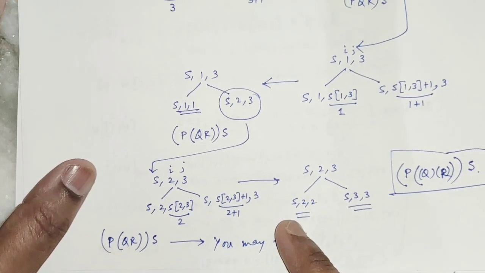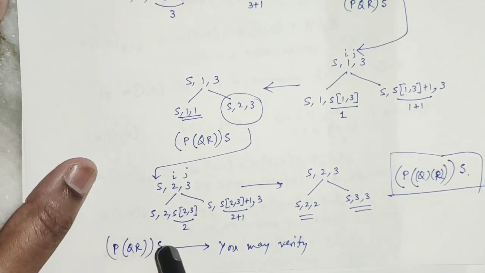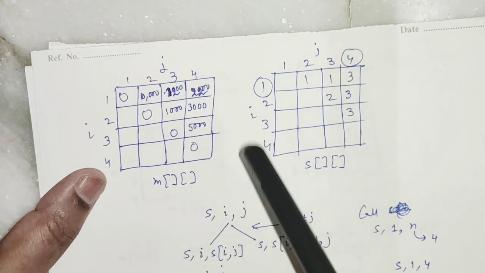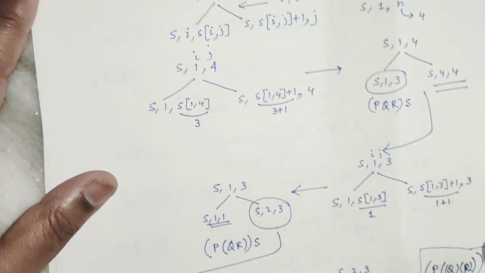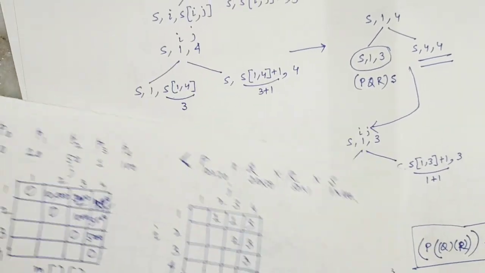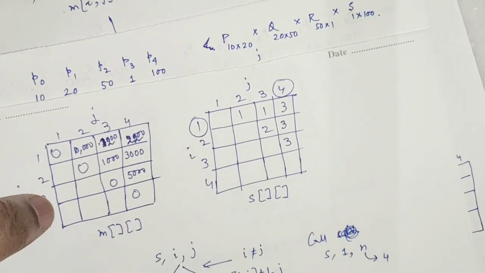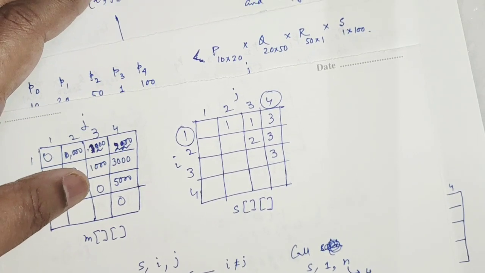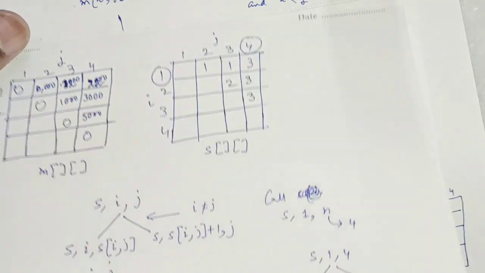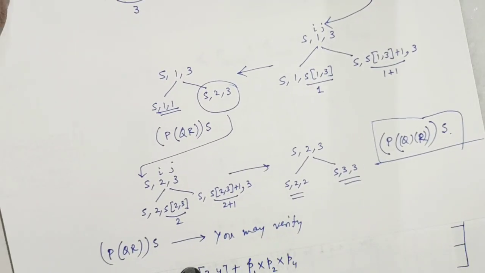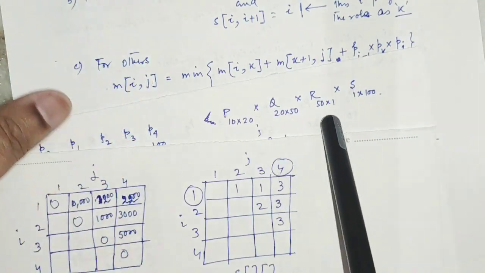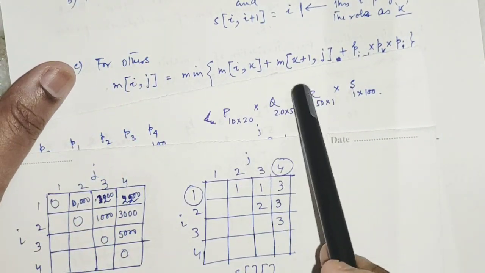That means q into r must be done first. Verify it means if you put in the dimensions and find the scalar multiplications, you have to verify whether 2200 is the result or not. So let me verify it. You can verify it alone, there would be no issue. So it is p, 10 into 20, 20 into 50 for q, 50 into 1 for r, and 1 into 100 for s. So q into r is to be done first, which means 20 into 50, 50 into 1. This part should be done first.